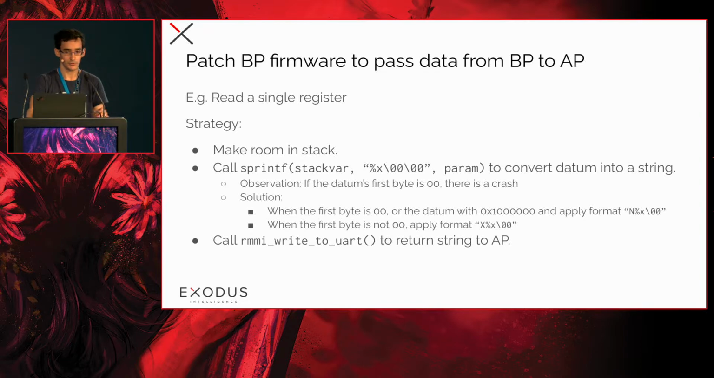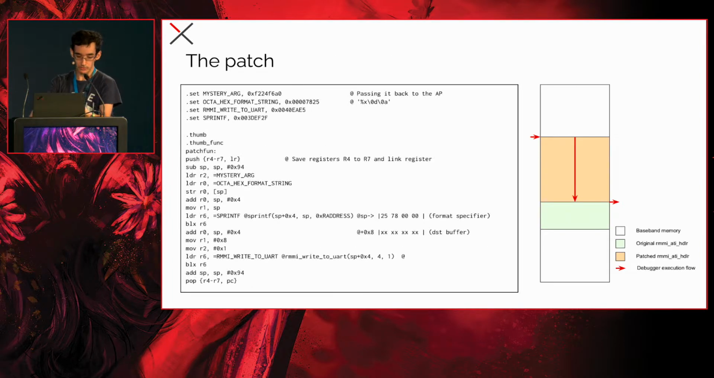This is first CRC programming. And I did observe that if the datum's first byte is 00, there's a crash. Rather than looking into the root cause for this, I decided to work around it, and I did this by checking whether or not the datum's most significant byte is set to 00 and applying a different format specifier depending on whether it is or not. Finally, we call RMMI write to UART to return this string to the application processor, and this is what the patch looks like.